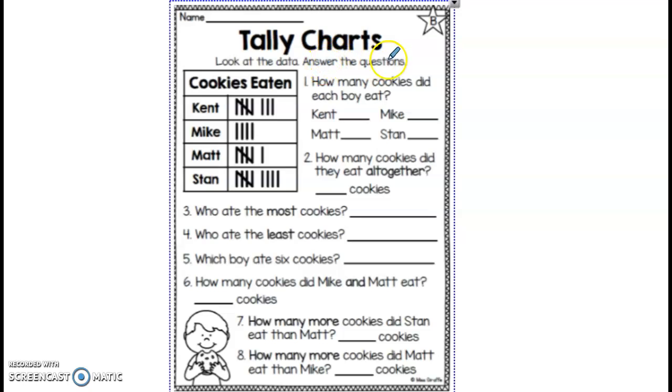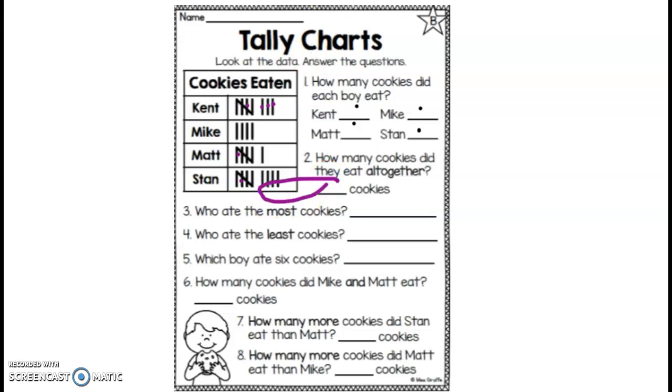So question number 1 is asking how many cookies did each boy eat? So you'll write their number right there on their lines, just like I counted, only you're going to write the number. Then it says how many cookies did they eat all together? Now remember, that's when you're adding or you're putting all of these numbers together. Remember how I did that earlier? I counted the tally sets or the groups of 5 first. I did 5, 10, 15, and then I counted on from there. So after 15, I said 16, 17, 18, and then I kept going to get a total.